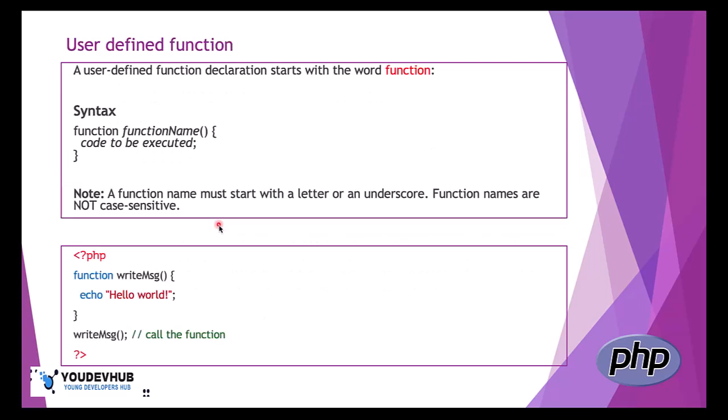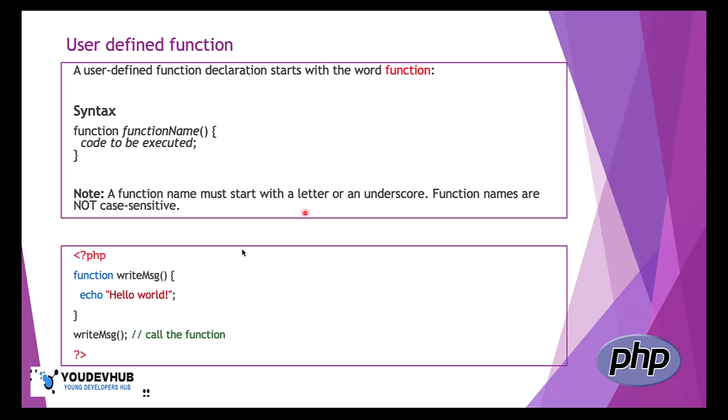Okay, so what are user-defined functions? A user-defined function declaration starts with the word function. For you to declare any function, you must write the word function to specify that you're starting a function, and then you have the function name followed by parentheses, and in curly braces you have the code to be executed. Note that a function name must start with a letter or an underscore. Function names are not case sensitive.